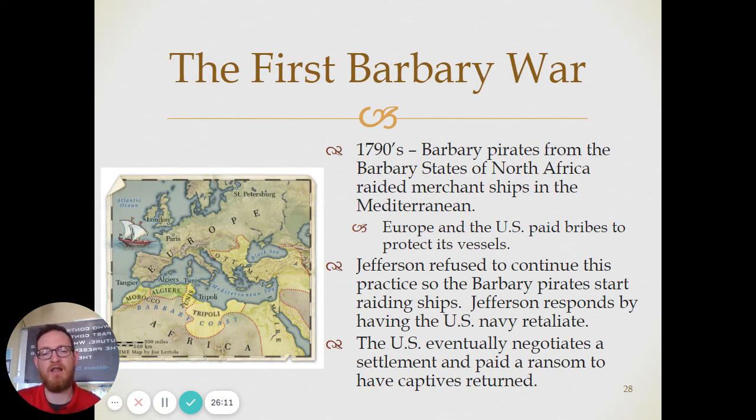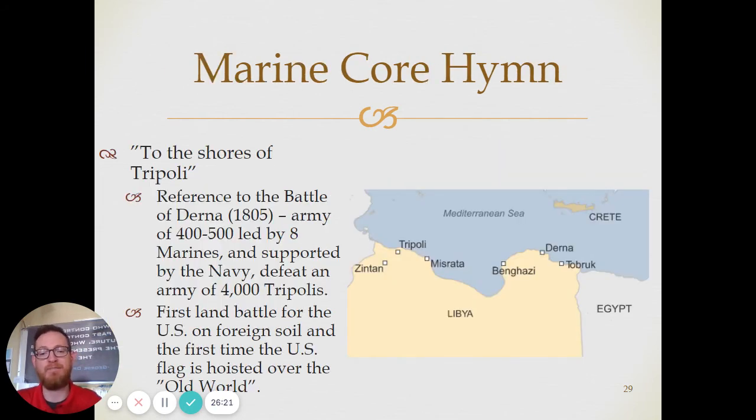And there's several books. There's a good one written by Brian Kilmeade that talks about the first Barbary War and about our battles with the Tripoli pirates there in the Mediterranean. If you've ever heard the Marine Corps hymn, I'd sing it for you, but I am a terrible singer. But in the song, it says, "To the shores of Tripoli," and it is a reference to the Battle of Derna. An army of 400 to 500 Africans led by 8 Marines and supported by the U.S. Navy from the sea would defeat an army of 4,000 Tripoli pirates there in northern Africa.